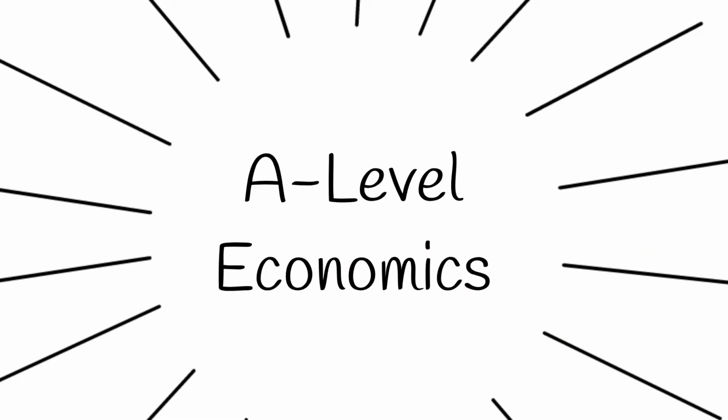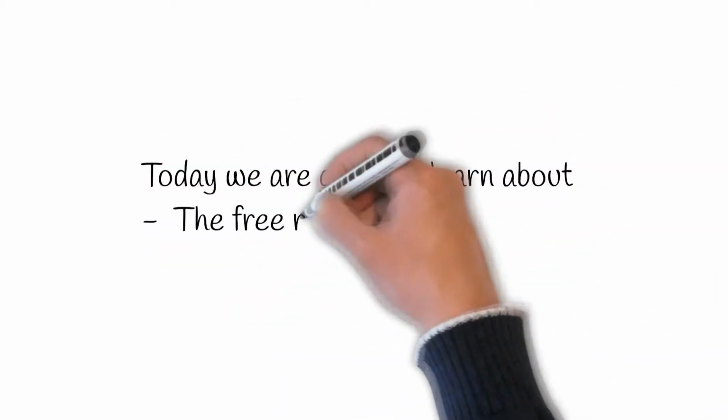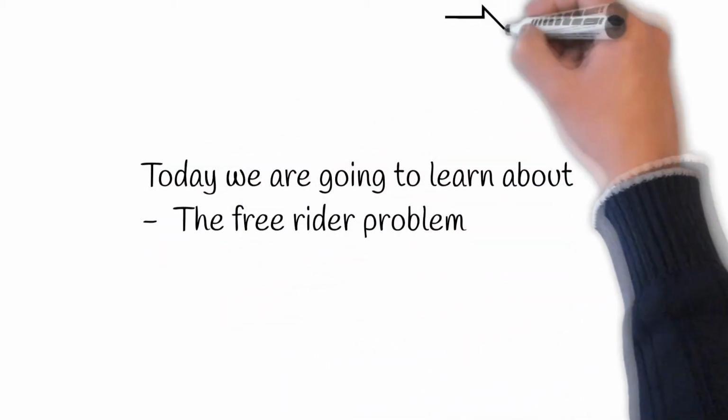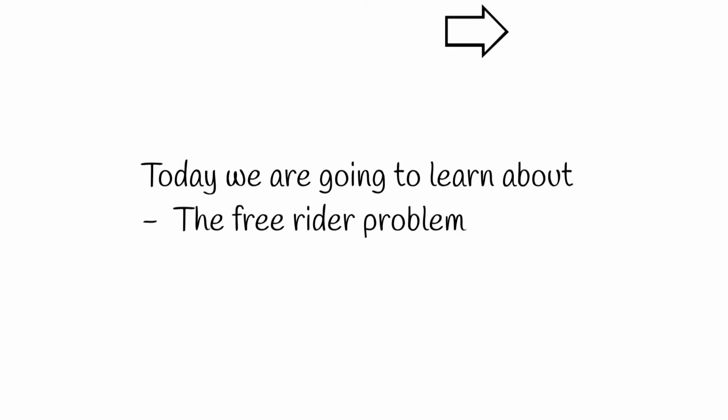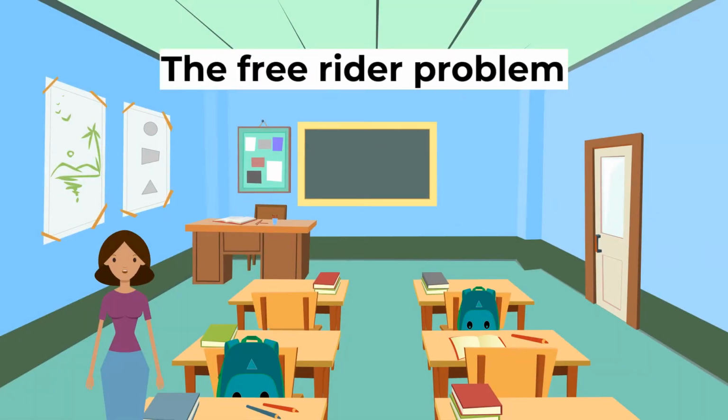Welcome to this video in our series on A-Level Economics. Topics covered today are as follows. The free rider problem. If you haven't seen our previous videos, click on the card above. Today, we will be looking at the free rider problem.